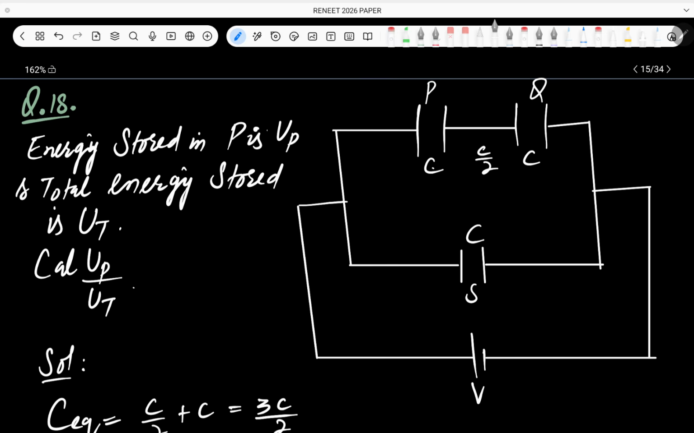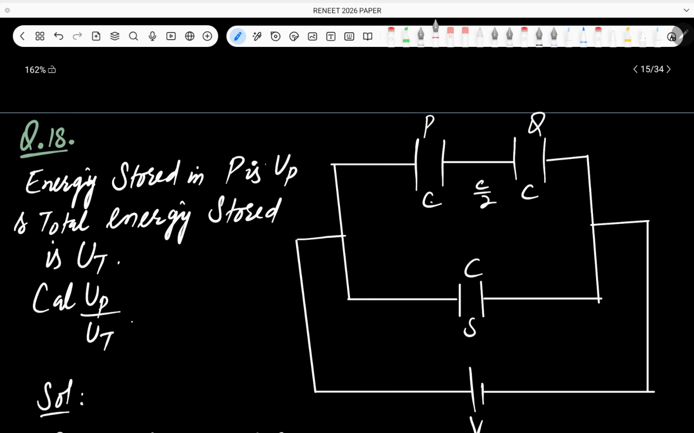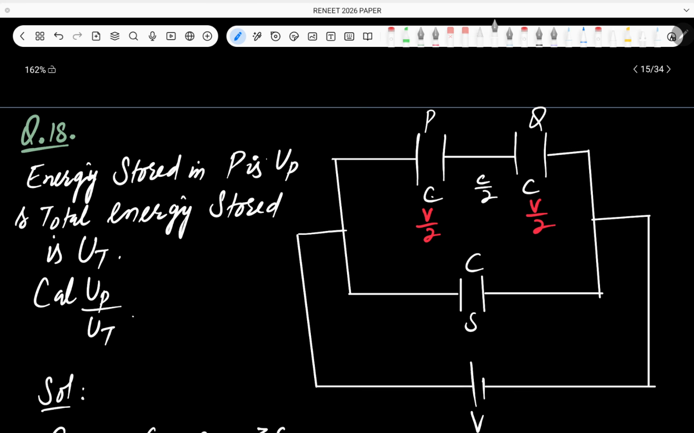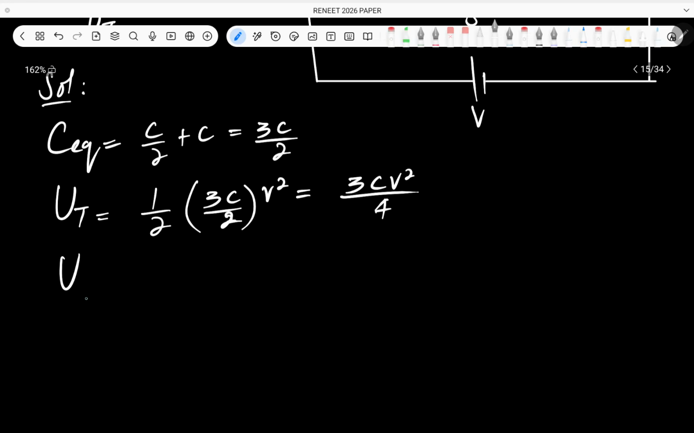Okay. Now what about the energy stored in the capacitor P? See that the battery has a potential of V, which means that it will be equally divided, V by 2 and V by 2. Okay. So from there I can calculate what is the energy stored in the capacitor P.